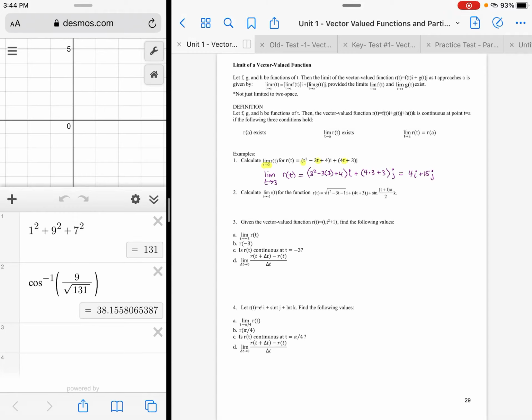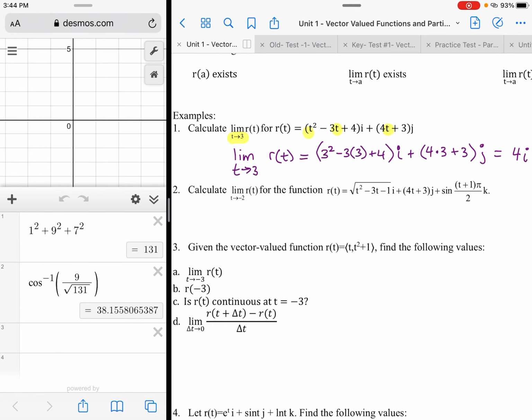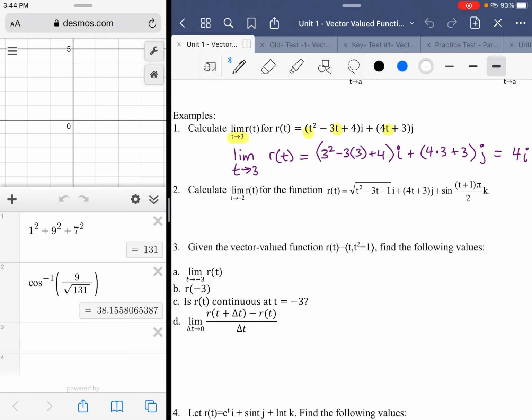So I'm continuing on with the Unit 1 packet, page 29, looking at the limit of a vector valued function. Example 2, calculate the limit for the function, and it's a pretty beefy function, but as t approaches negative 2. So similar to number 1, what we're going to do is evaluate this function for when t is equal to negative 2. All right, so limit as t approaches negative 2 of r of t.